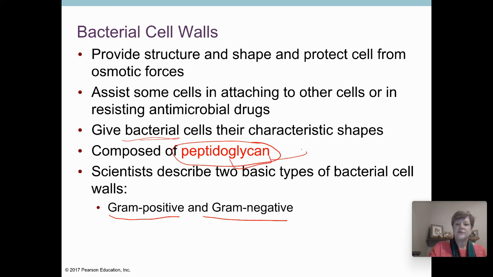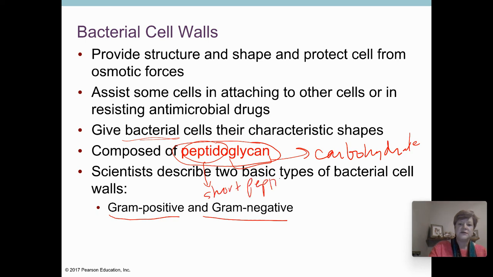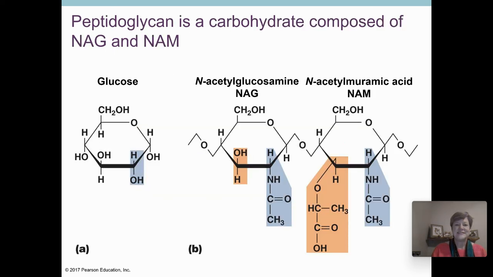The glycan is going to refer to a specific type of carbohydrate. And the peptido is going to refer to some short polypeptide chains, some short peptides. So it's a combination of particular carbohydrates and particular peptides. All right. And what the cell walls do is they help protect the cell. They help to attach to other cells. They help protect the cell and give it its shape. I think I said protect twice.